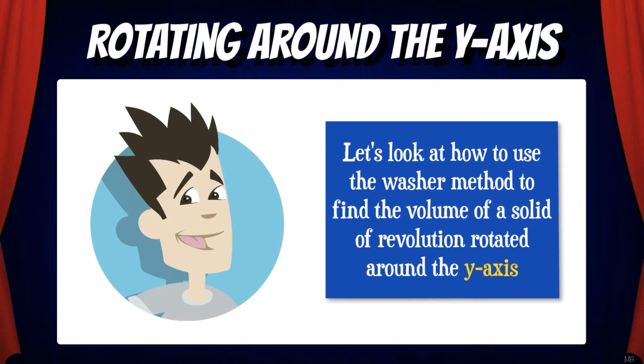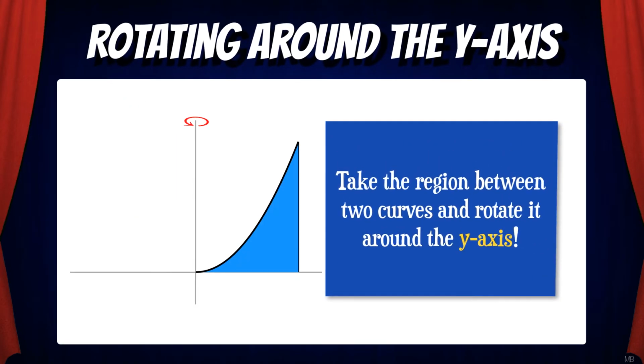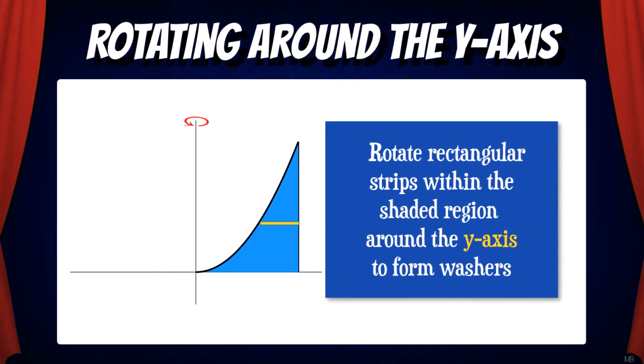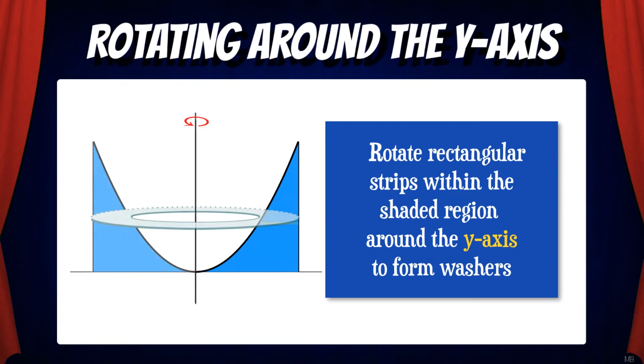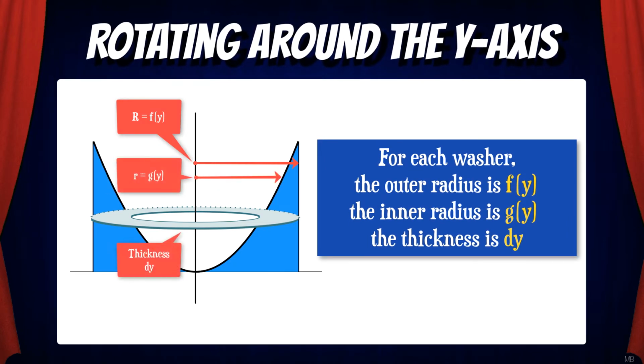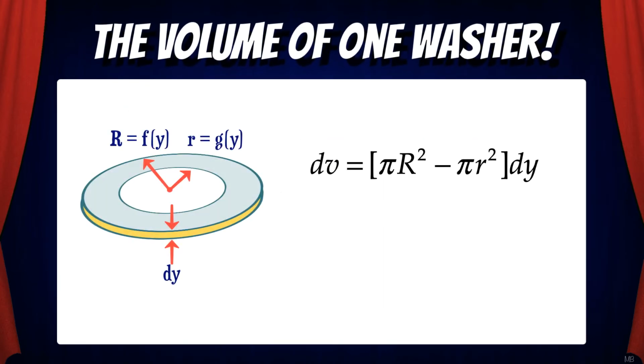Now, let's look at how to use the washer method to find the volume of a solid of revolution rotated around the y-axis. Just like in the previous example, we're going to take the region between two curves, but this time we're going to rotate it around the y-axis. The way we're going to do this is by rotating rectangular strips within the shaded region around the y-axis to form washers. For each washer, we'll call the outer radius f of y and the inner radius g of y. The thickness is dy.